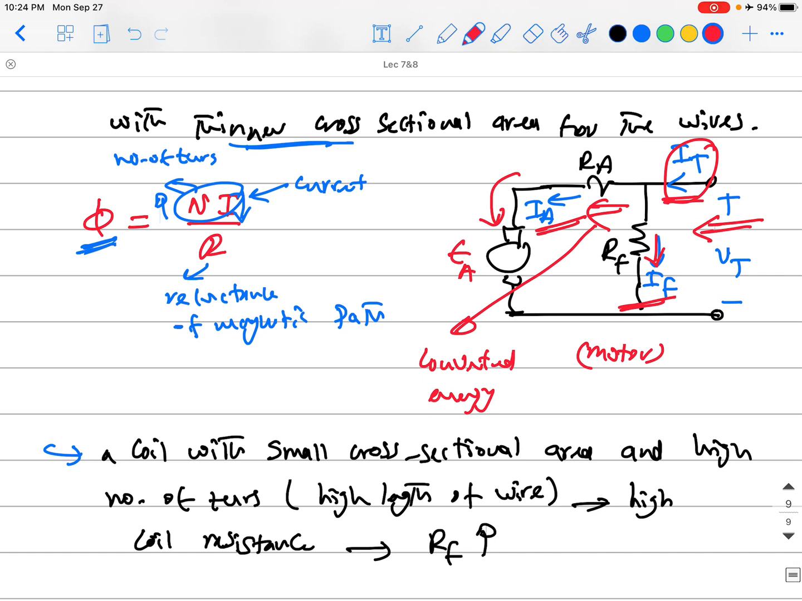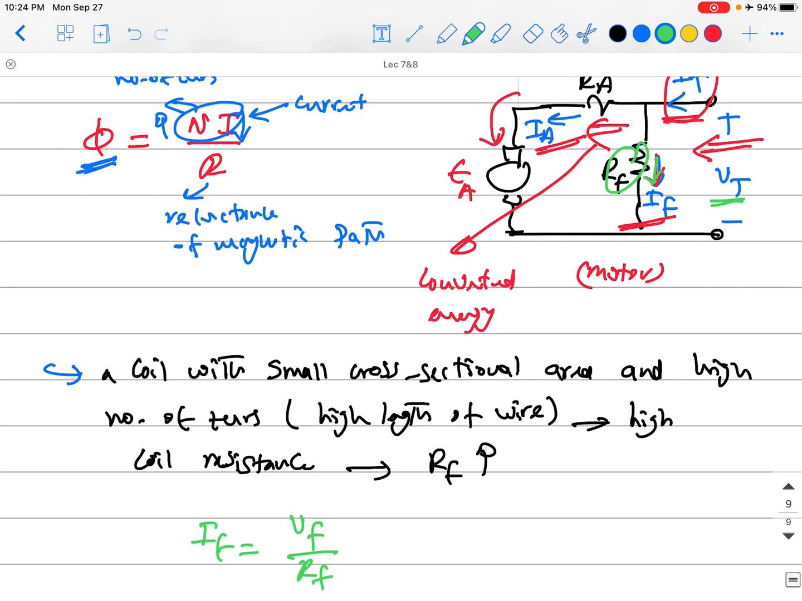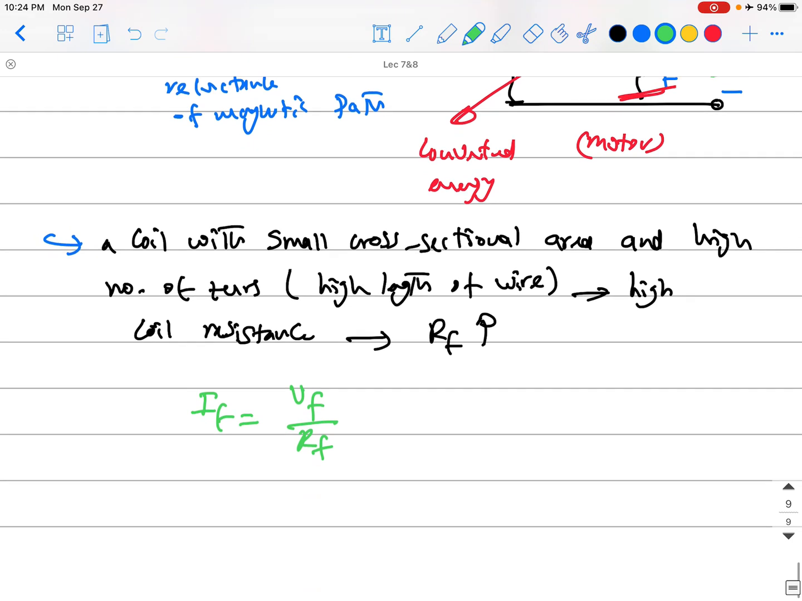This resistance R field will be high. Okay, guys? And that all makes sense. If this resistance is high enough, the current going through it will be very small, because of Ohm's law, for the same amount of voltage applied to it. I field equals V field divided by R field. V field here is the same as the terminal voltage because they are all connected in parallel. So if R field is high, I field will be small.